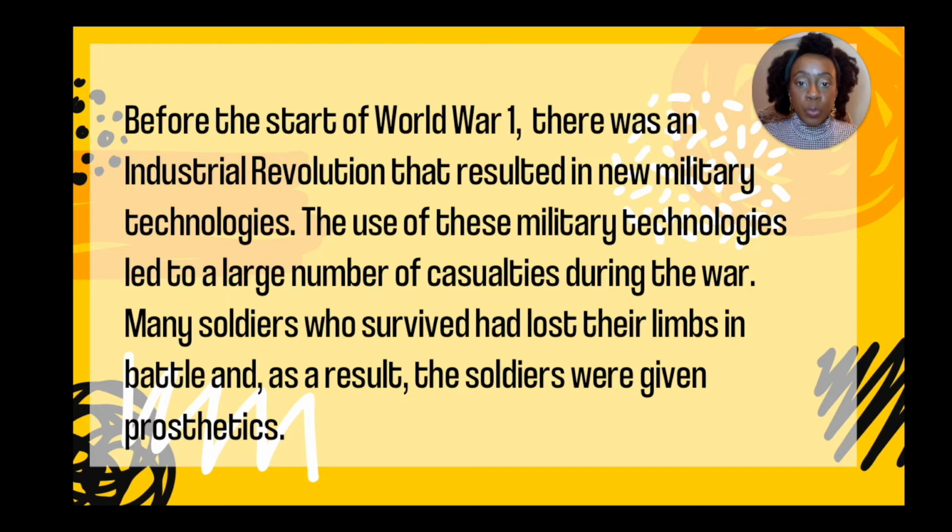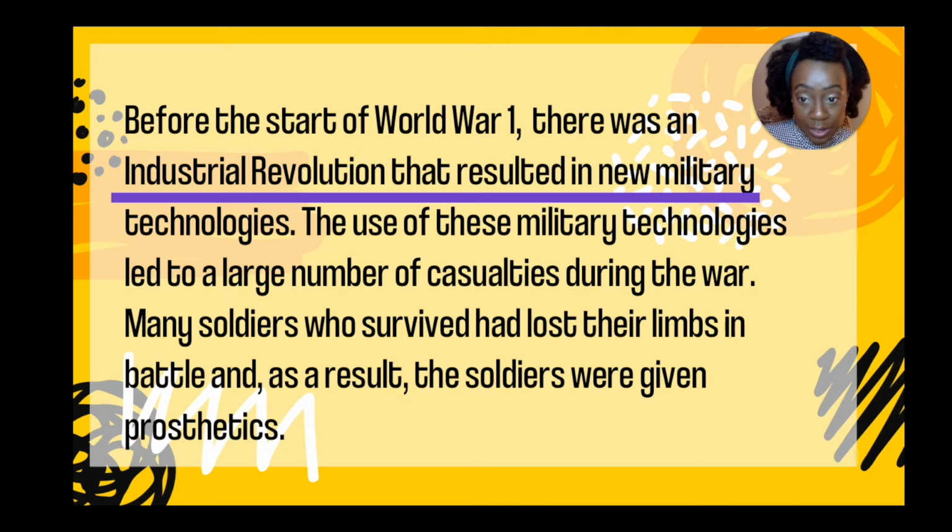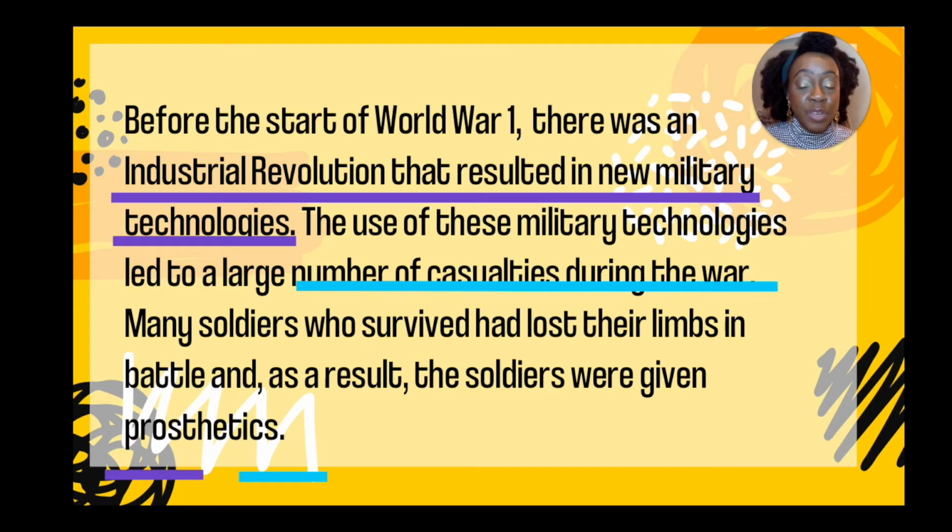Let's look at another example. Before the start of World War I, there was an industrial revolution that resulted in new military technologies. The use of these military technologies led to a large number of casualties during the war. Many soldiers who survived had lost their limbs in battle, and as a result, the soldiers were given prosthetics. I'm definitely noticing some actions and some reactions here. The action is the Industrial Revolution that resulted in new military technologies, and the reaction was many soldiers died.